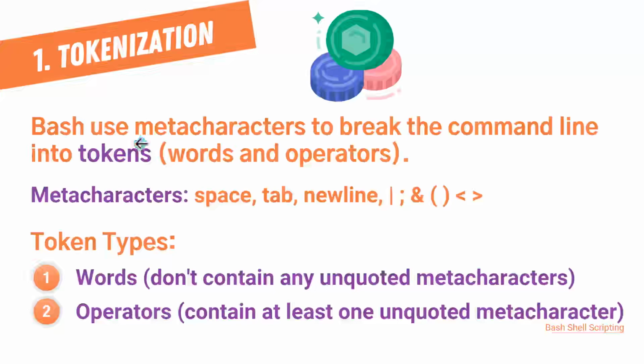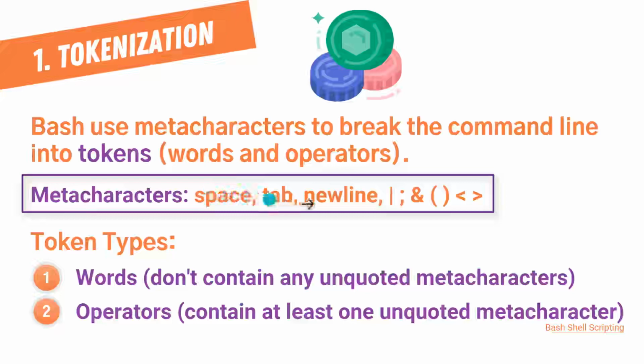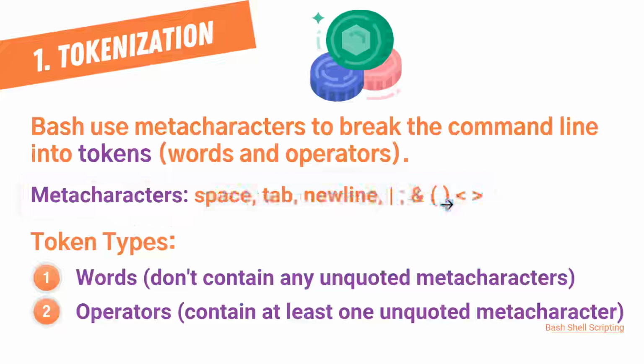Bash decides when a token starts and ends by looking for special unquoted meta characters. A meta character is a character that, when unquoted, separates words. There are 10 meta characters: space, tab, newline, or one of the following characters. At this moment, the shell has tokenized the command line, and there are two types of tokens: words that don't contain any unquoted meta characters, and operators which contain at least one unquoted meta character.